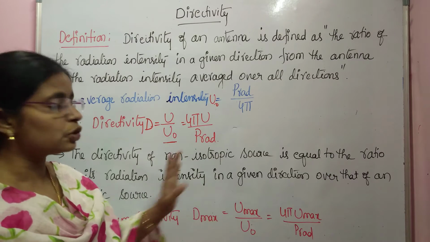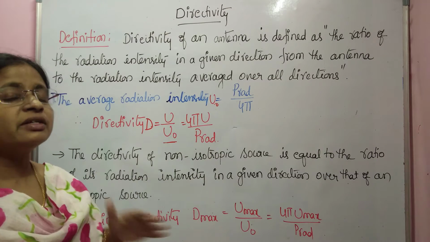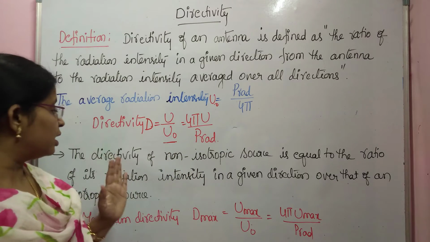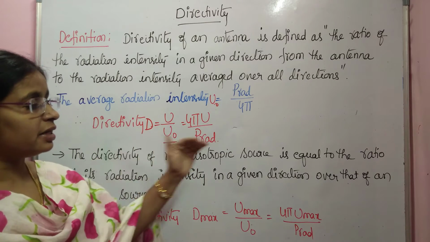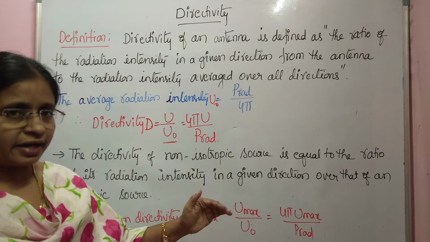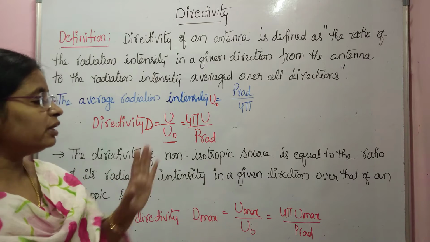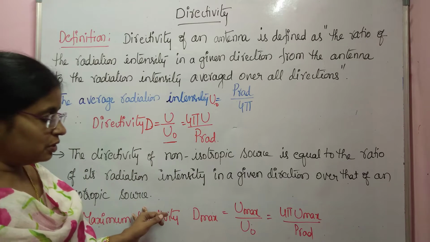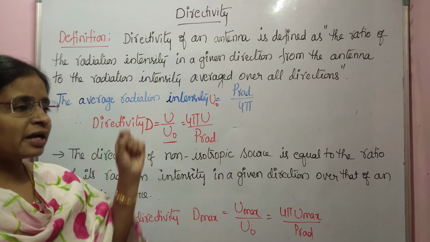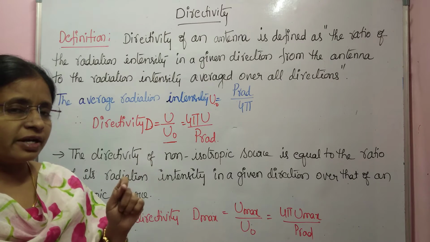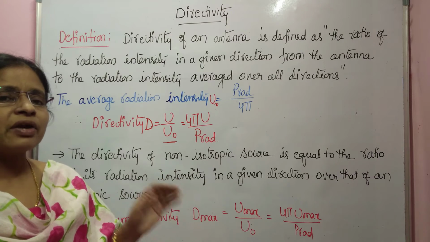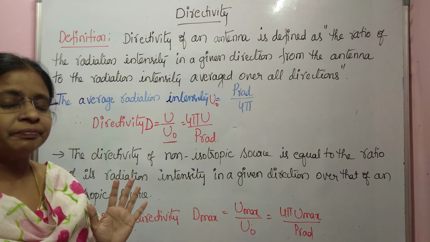What is this non-isotropic source? General antenna which is not isotropic. Source means radiator, means antenna. So the directivity of an antenna is equal to the ratio of its radiation intensity in a given direction, that is U, over that of an isotropic source. అంటే ఇక్కడ directivity అంటే సింపుల్ గా radiation intensity in one direction divided by radiation intensity of isotropic source. That's nothing but radiation intensity of any antenna.